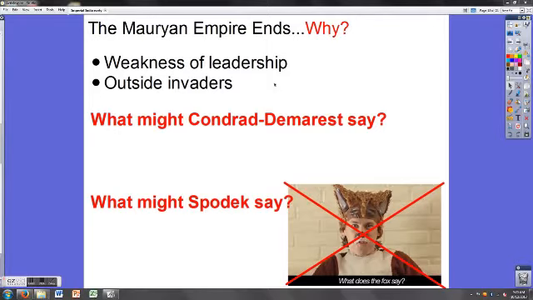invaders and fragmented. How would you categorize these two things according to the Conrad-Demarest model? How might you categorize these things according to Spodek's reasons for why empires are successful or why empires fail? Take a few moments to think about that.